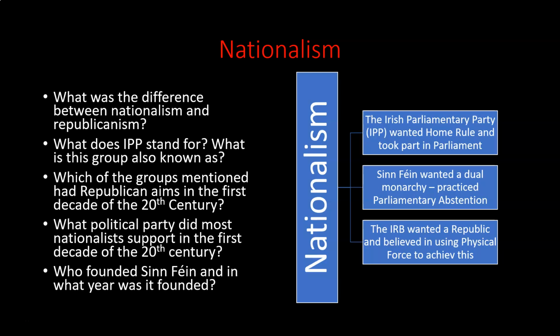And the next group we have is Sinn Féin. And Sinn Féin was founded in 1905, so it's a very, very old political party. And it was founded by a man named Arthur Griffith. Okay, and Griffith founded the party because he disagreed with some of the methods of the IPP. Now, he didn't totally disagree with everything, okay?